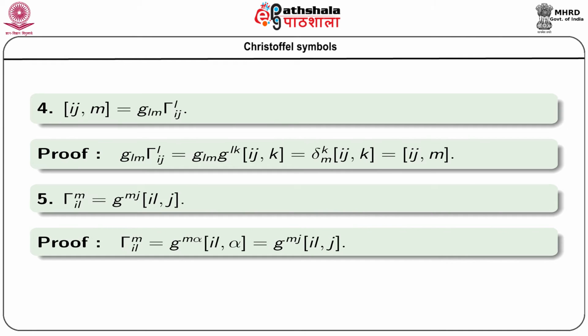For the fifth, Γ^m_il equals g^mj [il, j]. We can prove it in the following way: Γ^m_il equals g^mα, Christoffel symbol of first kind [il, α], and that can be written as g^mj [il, j], because α is a dummy index here. So, we can replace α by j.